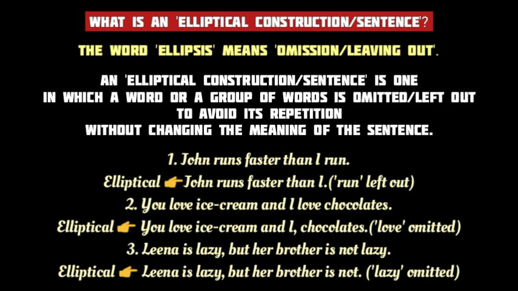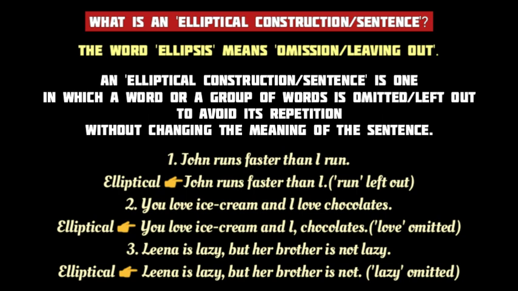So in English grammar, an elliptical construction or elliptical sentence is one in which a word or a group of words is omitted or left out to avoid its repetition without changing the meaning of the sentence. From this definition, we understand that in an elliptical construction, a word or a set of words is omitted or left out from the sentence to avoid unnecessary repetition, but the meaning of the sentence remains the same.